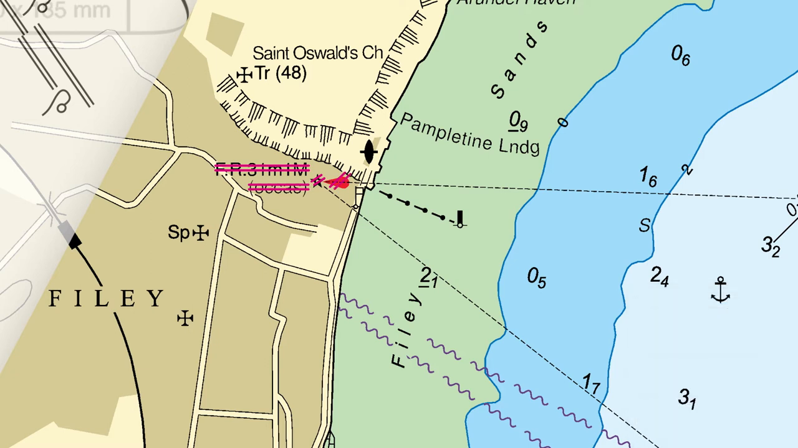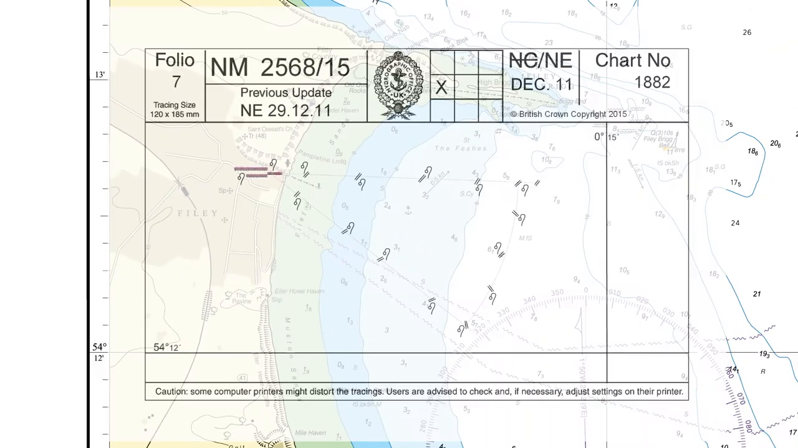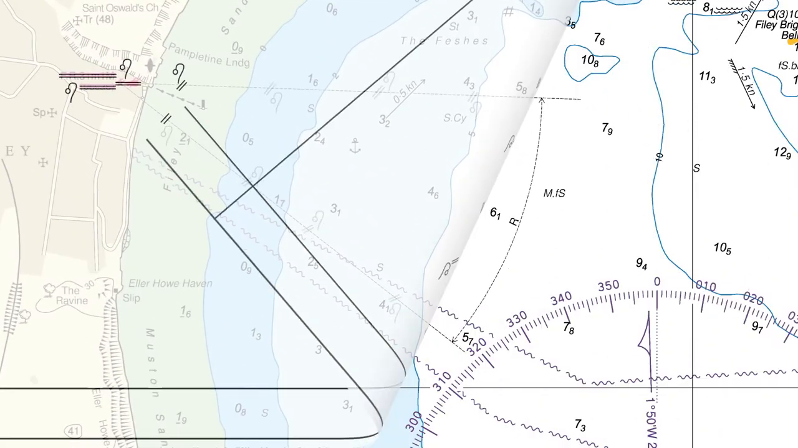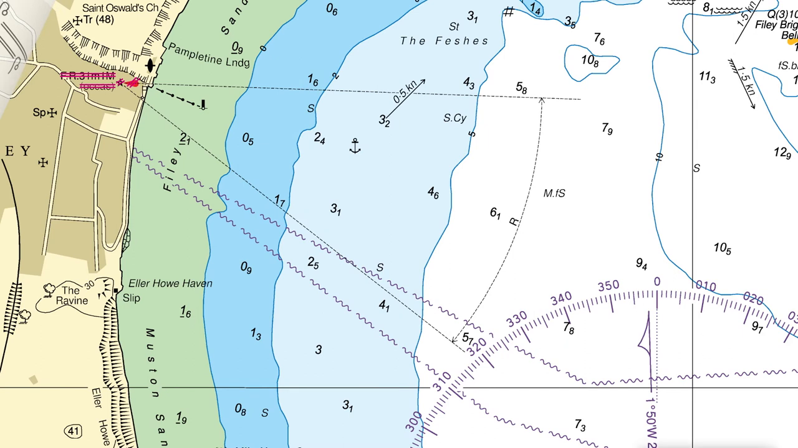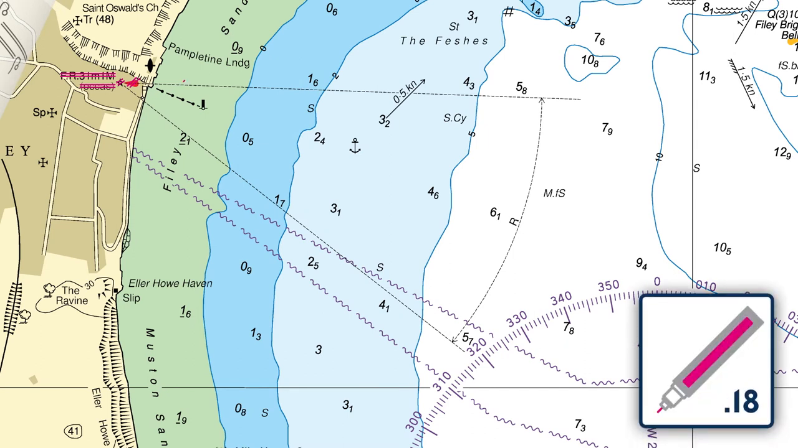At this point, relay the tracing over the chart to determine the associated sector to be deleted. Using a magenta 0.18 pen, delete the sector using diagonal double strike throughs over the sector arms. This includes the associated color and arrowheads.